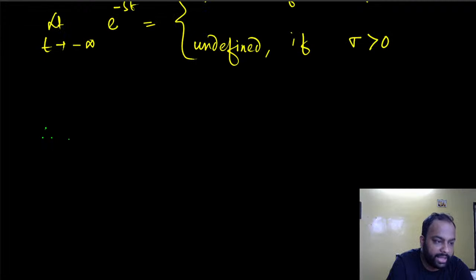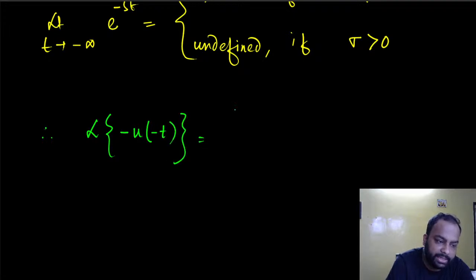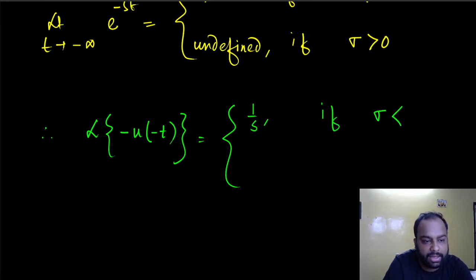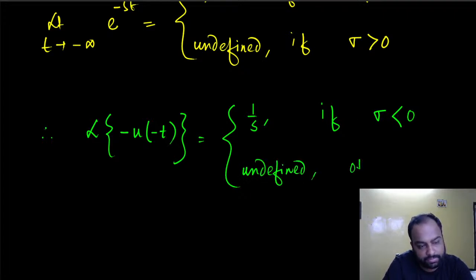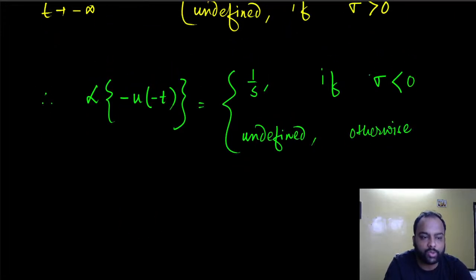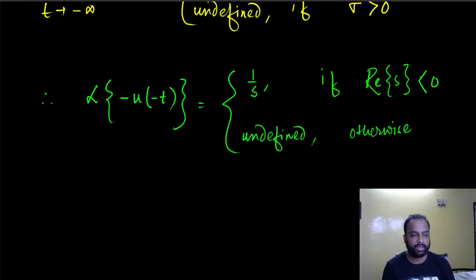So therefore I can say the Laplace transform of minus u of minus t is also 1 by s if sigma is negative, and it is undefined otherwise. And of course, what is sigma less than 0? That's just the real part of s less than 0, right? So what have we just seen?